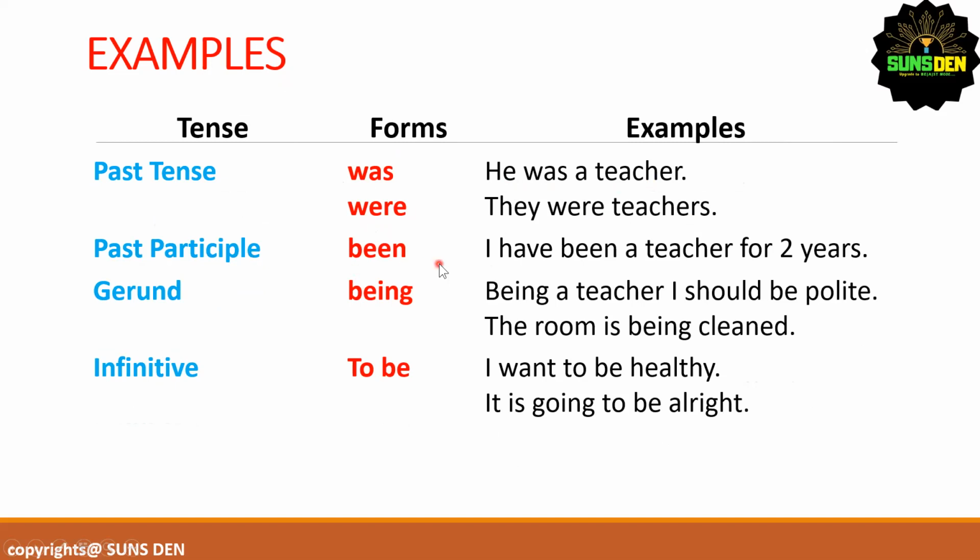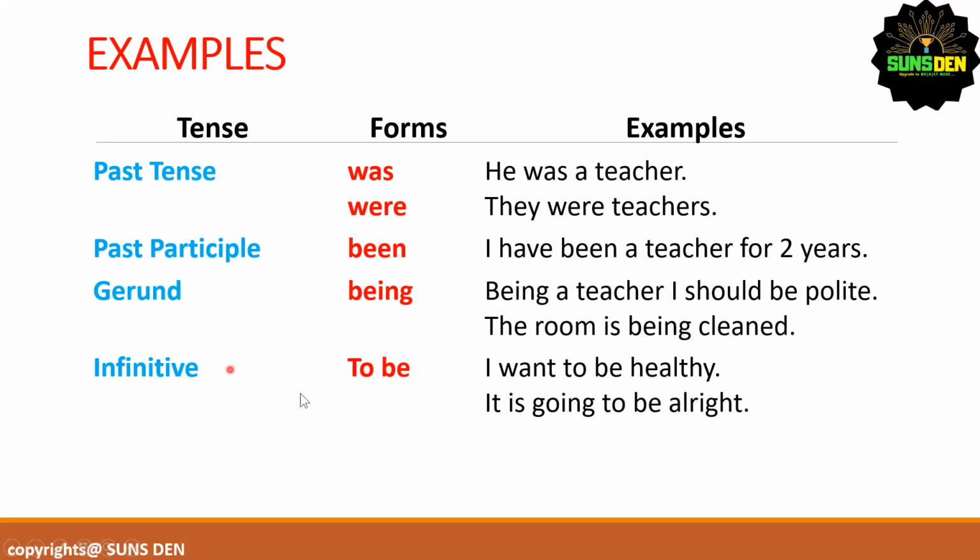Past participle is been. I have been a teacher for 2 years. Gerund, which is the ing form, being a teacher, I should be polite. Another example is, the room is being cleaned.